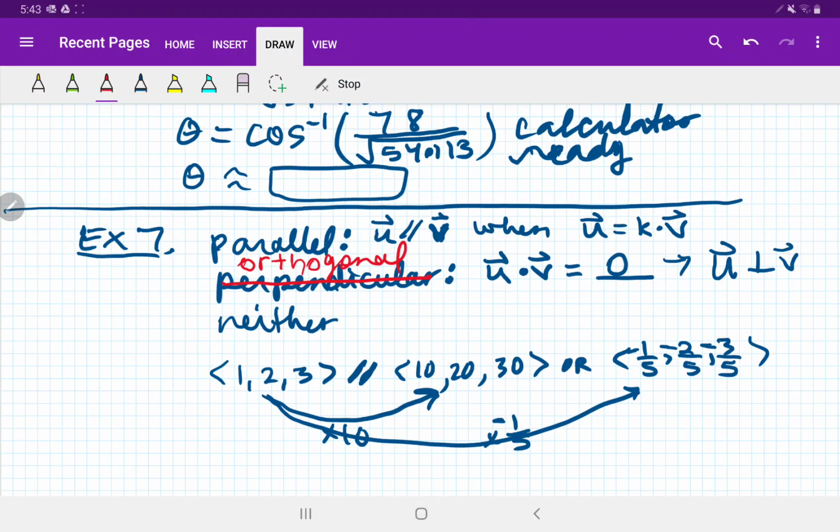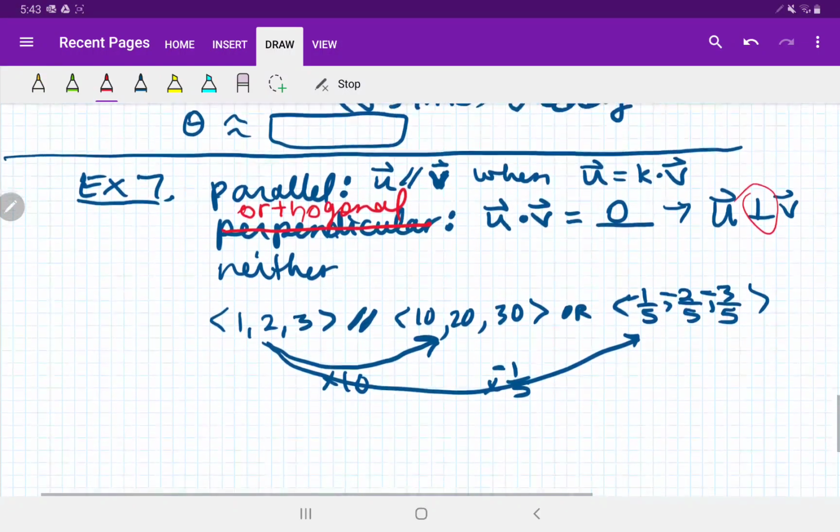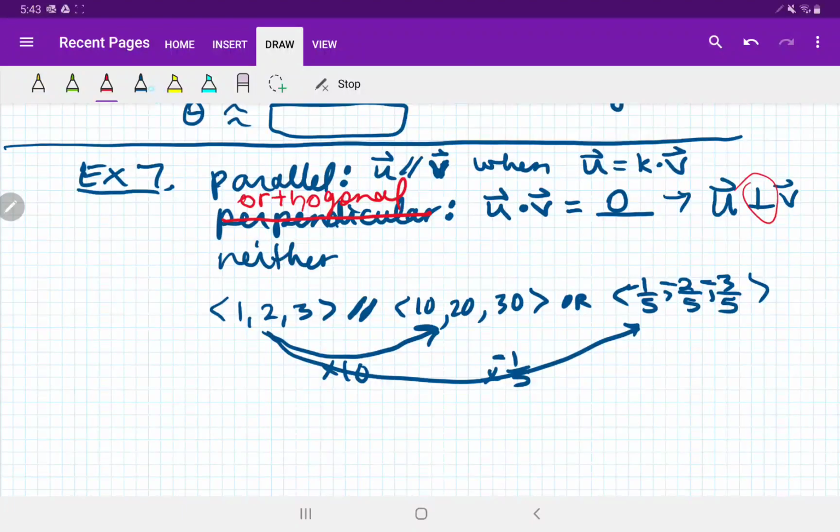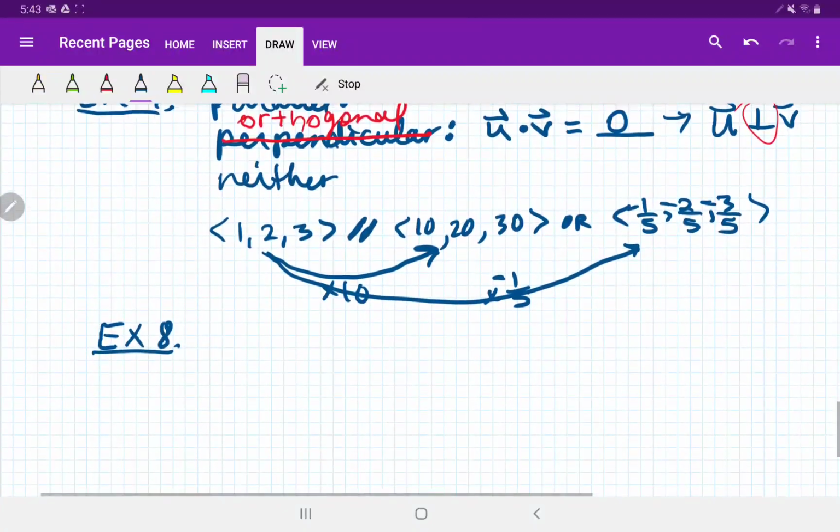Okay, so if the dot product is 0, then they use the same abbreviation. So orthogonal looks like a perpendicular sign. So this symbol is also orthogonal. And then neither means just neither one is true. Okay, and we're going to do a little bit of perpendicular later, so we'll worry about that when we get to it. Okay, example 8.